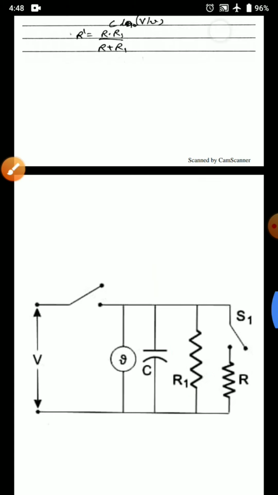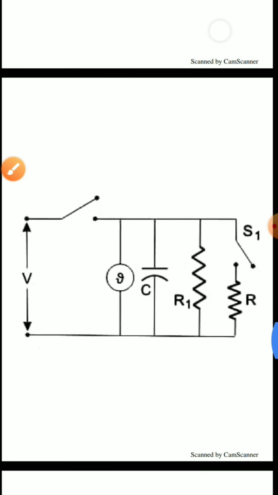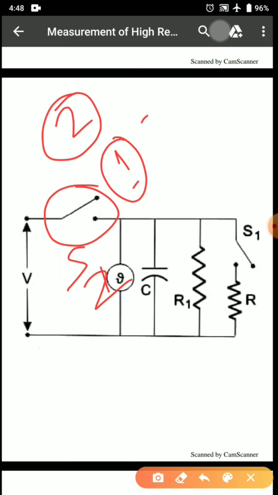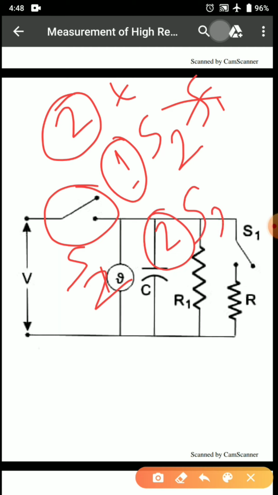This experiment will be done 2 times. Let me take one switch to be S1 and the other to be S2. The first time, I will connect S2 and perform the experiment with S1 open, that is, S1 is not connected, and I will see for what time my capacitor is discharging. The second time, I will connect S2 and I will connect S1. Now both switches are turned on, and then again I will calculate the value of T, or the value of R that I am getting.